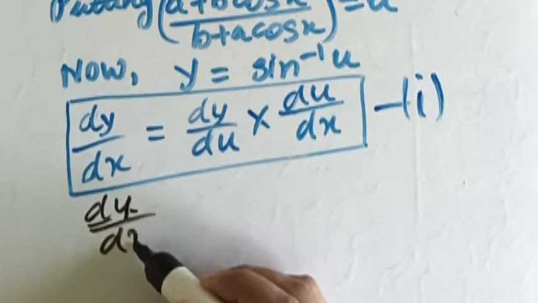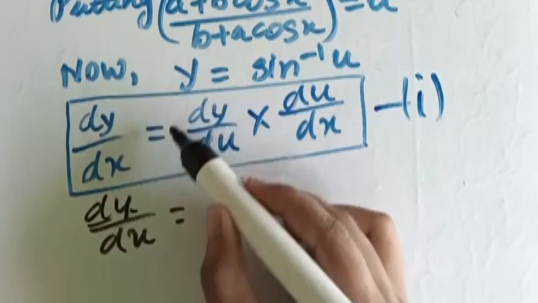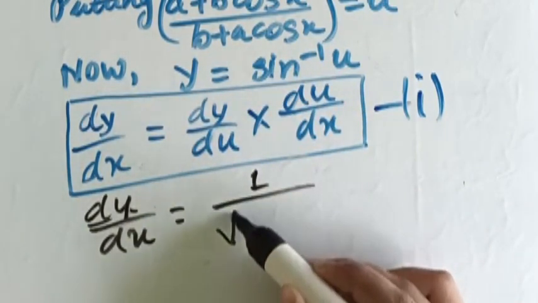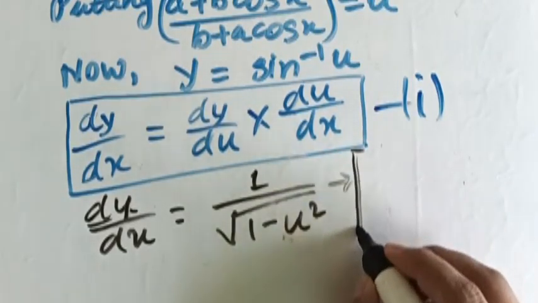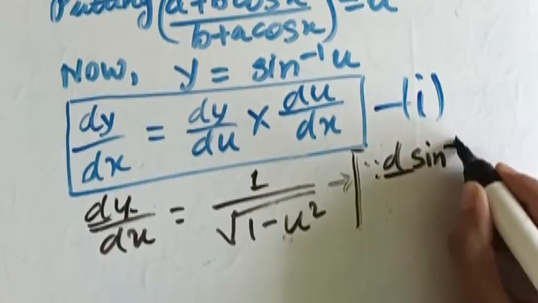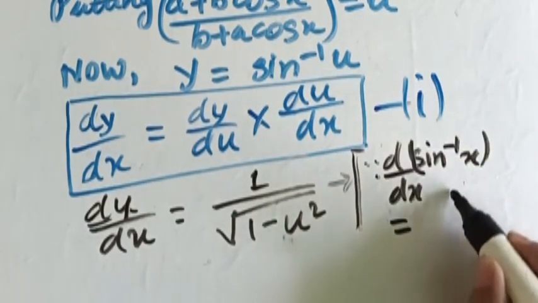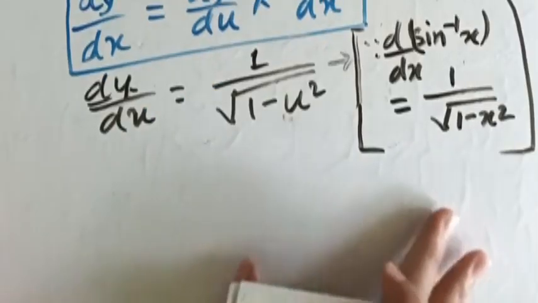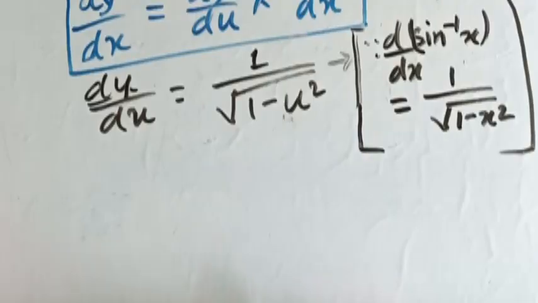Differentiation of y with respect to u will be 1 upon root under 1 minus u square. This is because of the formula: differentiation of sine inverse x with respect to x is equal to 1 upon root under 1 minus x square. So now we have to solve it by putting the values in their own place.